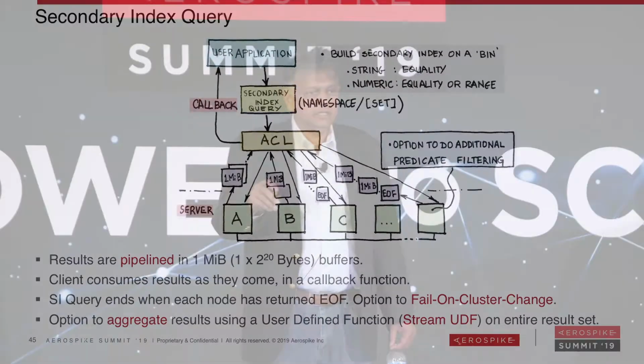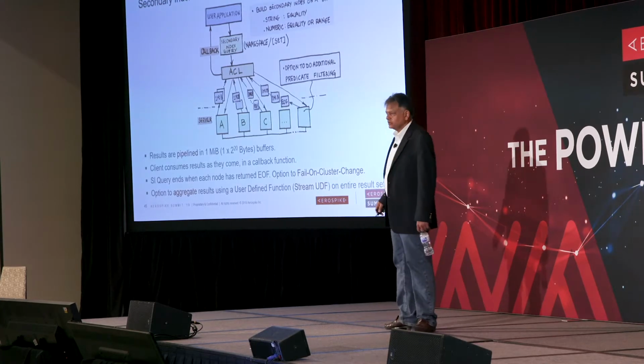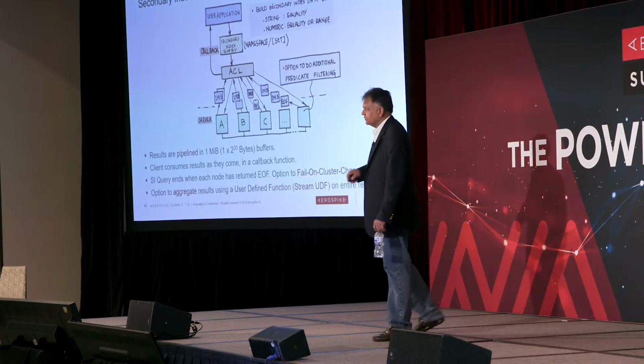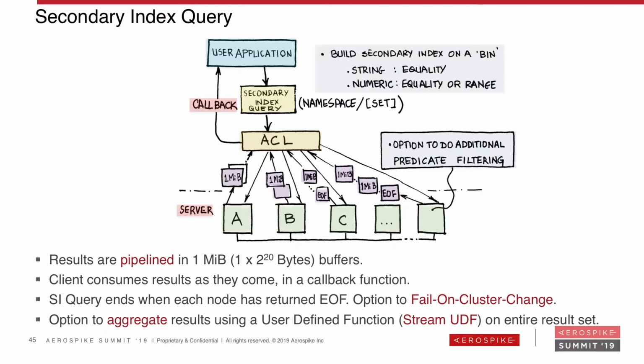Likewise, you have secondary index query. It works on the same principle as scan, in terms of the query is sent to all the nodes, and then you get the output again pipelined in 1 megabyte buffers, and you consume them in a callback. And then again, you have the fail on cluster change option that was introduced in the middle of last year, because of a customer who insisted on having that. So if you're customers and you want something, do bug engineering, and they will give you what you want. And then you have the option to aggregate the results also using stream UDFs on the entire result set.